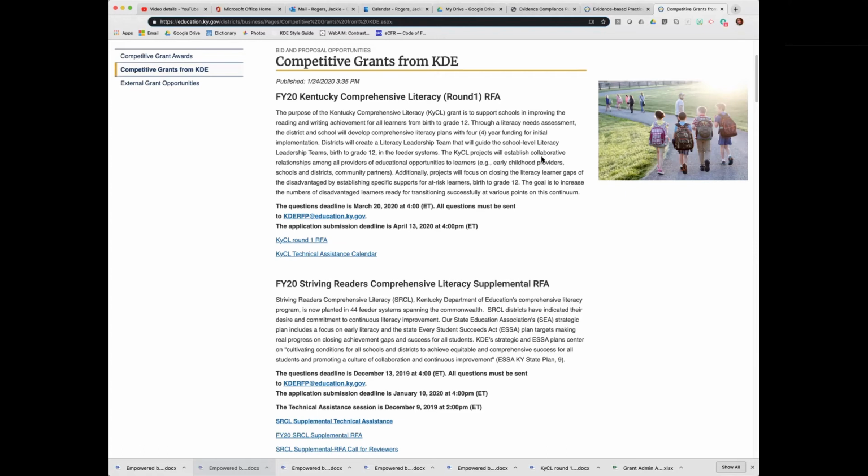Round 1 basically means that in this round, non-CIRCLE or non-striving readers districts are the only ones eligible to apply, and other eligibility pieces are listed in the RFA. For instance, you have to have a high school that is at 65% or higher with free and reduced lunch. So that's just to be eligible, you have to meet those requirements.